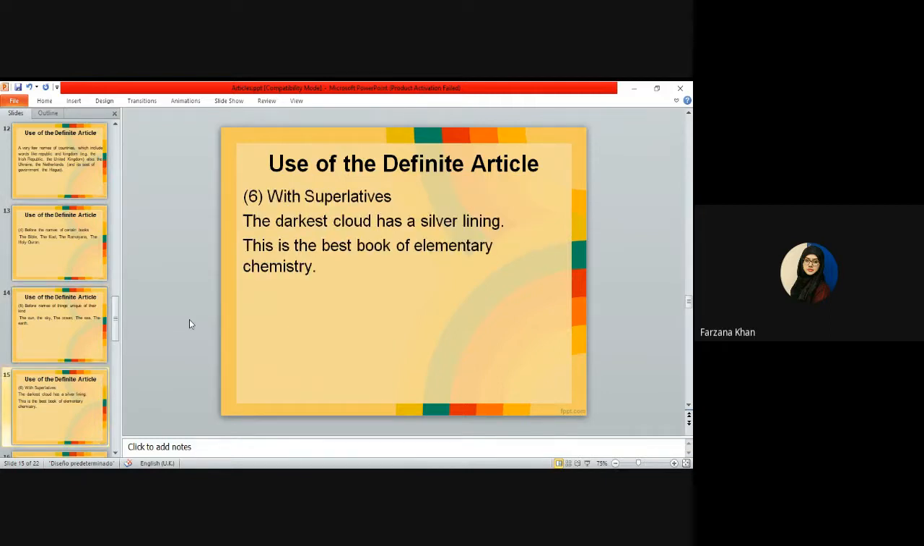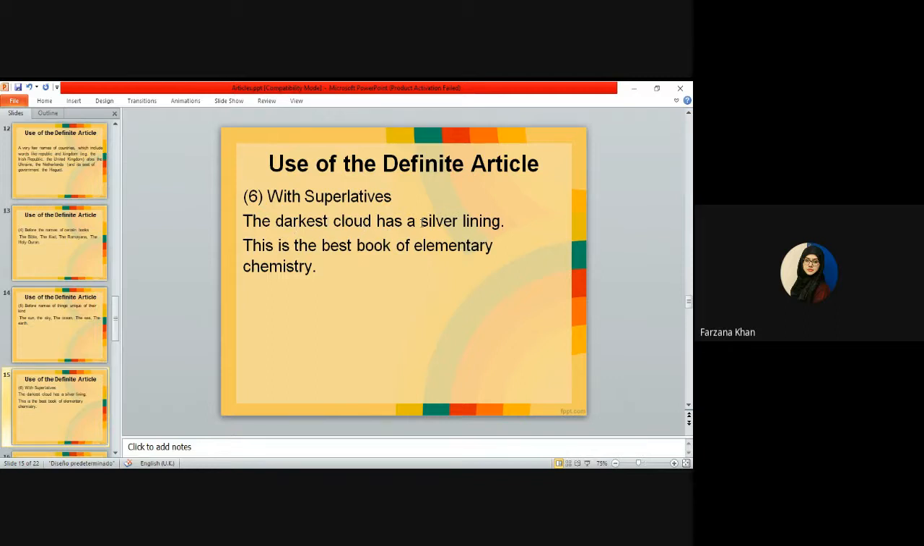Well, rule number six of using the definite article is that the definite article is always used with superlative degrees. You are already very well clear about the superlative degrees, the adjectives which have superlative degrees.